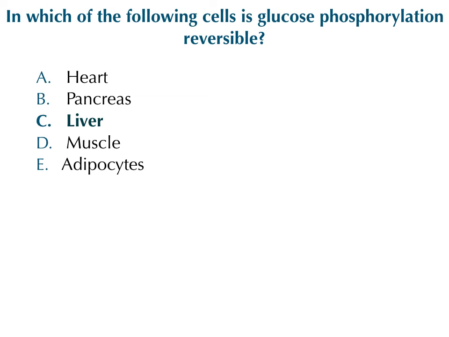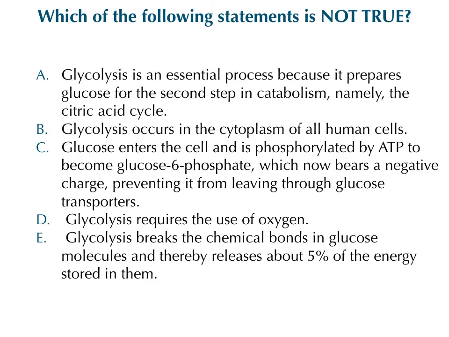So recall, in the liver is where we have the phosphorylase, and it can actually reverse that reaction. In most cells, that doesn't happen. So the liver, the kidney cortex, and in some of the intestinal cells is where you'll see this happening.